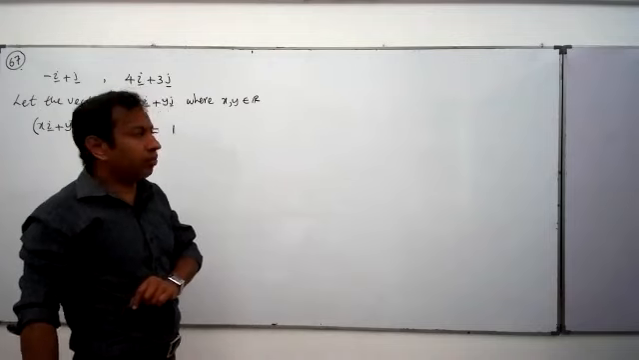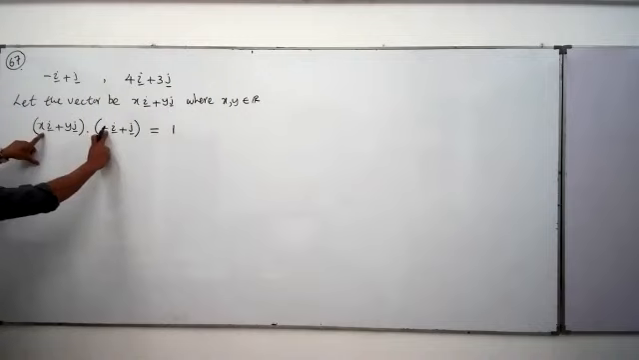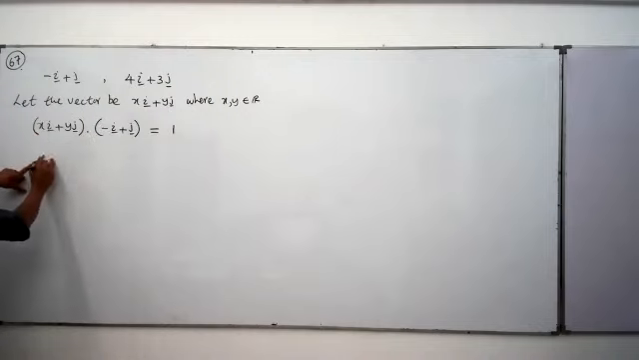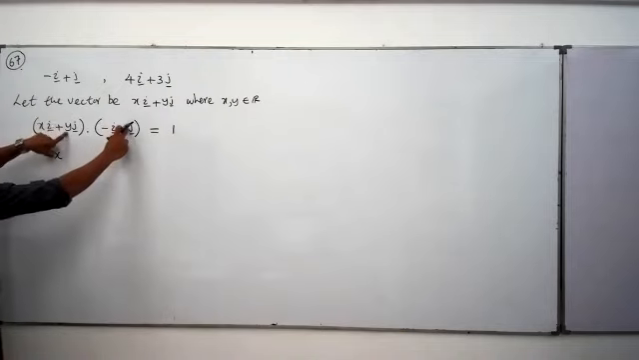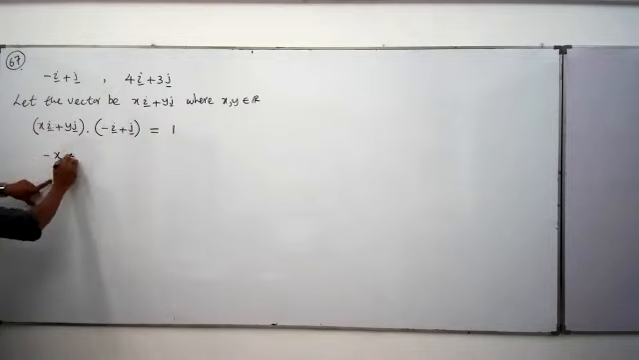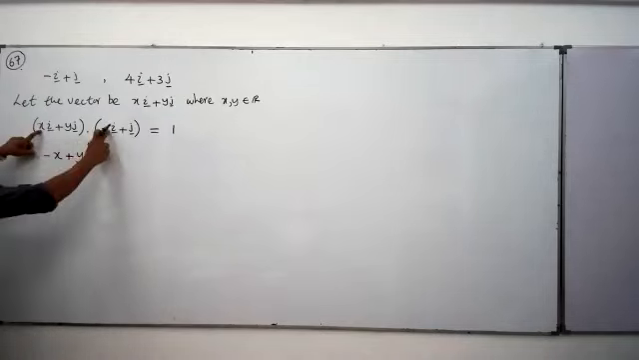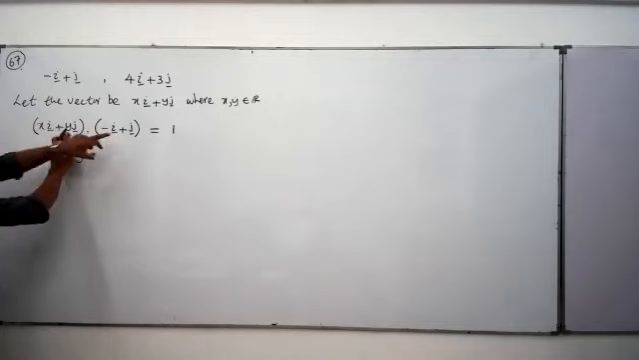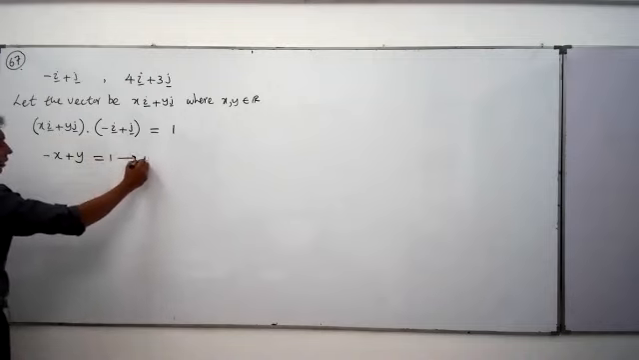Understood? Then what do you get there, people? Here x, here minus 1. x into minus 1 is minus x. Here y and here 1. It's y. Plus multiplication is plus we get, right? x into minus 1 is minus x. y into 1 is y. Is equal to 1. Let us take this as number 1.